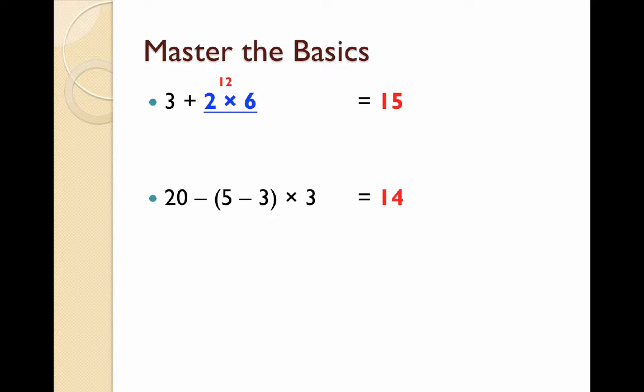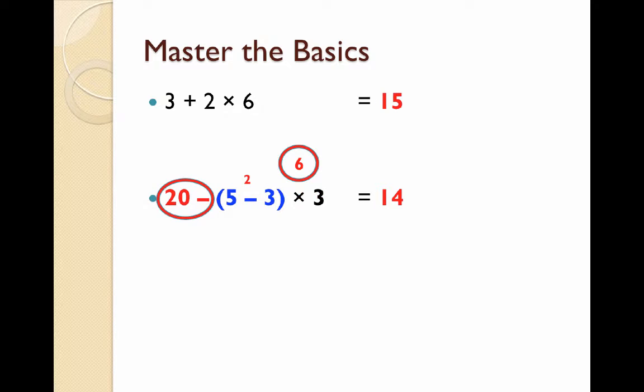So with these two questions, we get the answer for question number 1 by doing 2 times 6 first. 2 times 6 gives us an answer of 12, and 3 plus 12 gives us our answer of 15. For the second question, we need to do the brackets first. 5 take away 3 is 2. The next thing we need to do is the multiplication, and that is 2 times 3. That gives us 6. To get our answer of 14, we would have done 20 take away 6. Hopefully you're comfortable with those already, but if you're not, go back to the chapter 1 videos and take a look at those questions again.